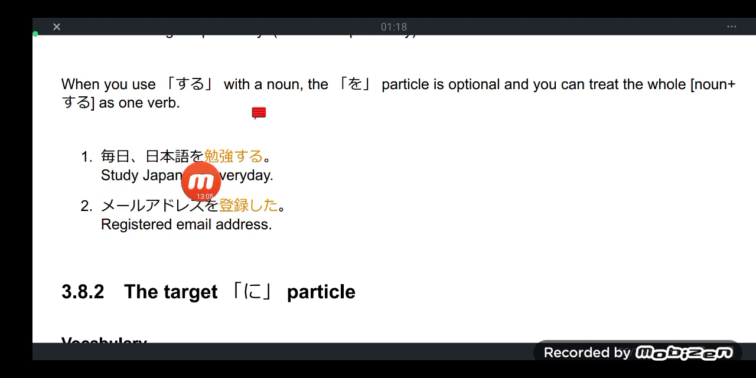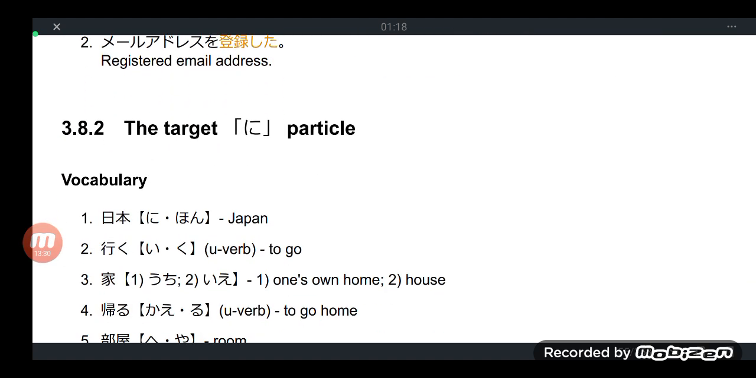So, we can also apply wo, similarly, just like a regular verb. Nihongo wo benkyo suru. Mainichi Nihongo wo benkyo suru. Every day, study Japanese. Mail address wo toroku shita, meaning already registered the email address. Mail address wo toroku shita. Now, let's go to the next particle.